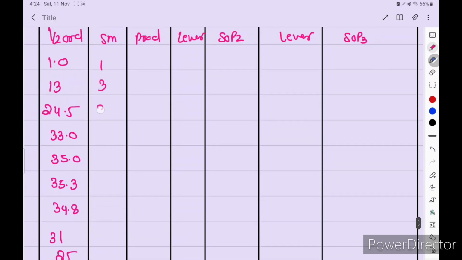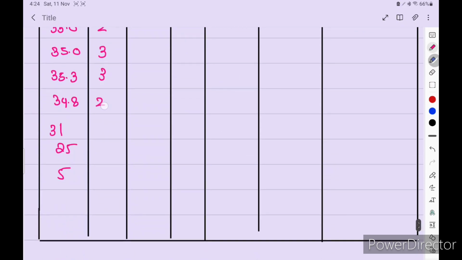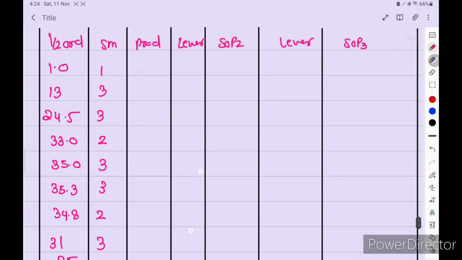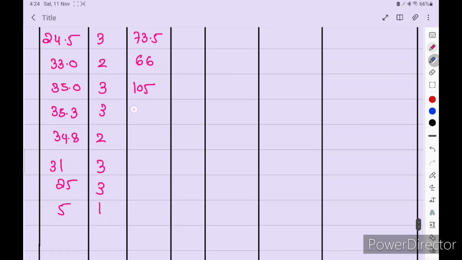So the multipliers 1, 3, 3, 2, 3, 3, 2, 3, 3, 1. The products are 1, 39, 73.5, 66, 105, 105.9, 69.6, 93, 75 and 5. Total 633.